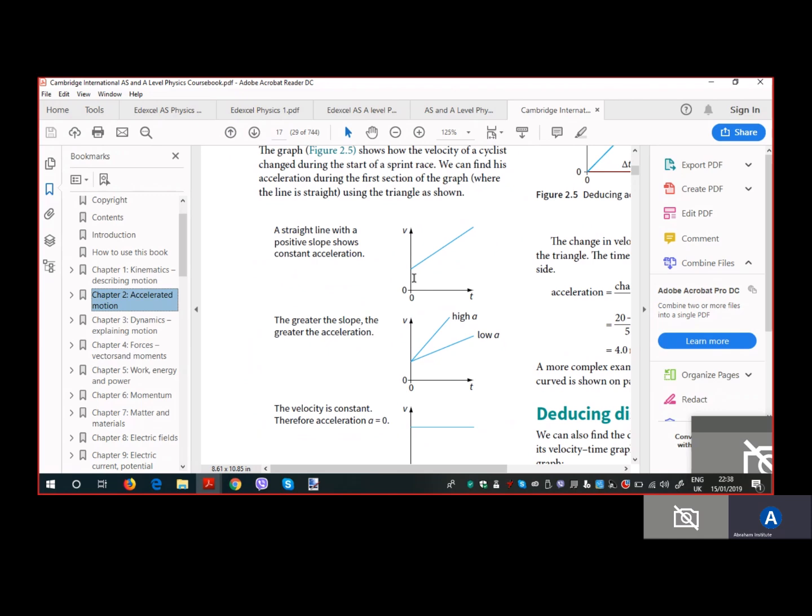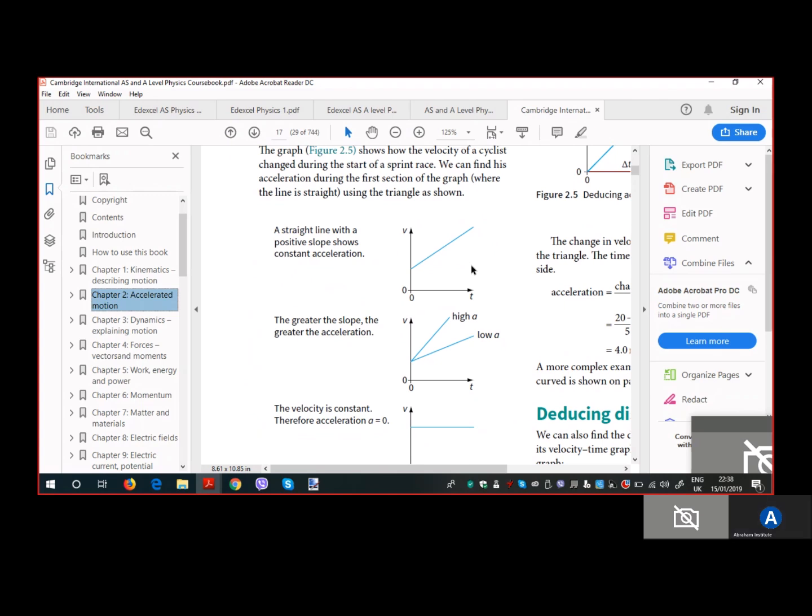Okay, so next thing is you see the shape of the graph. It's a straight line. Which way is it a straight line? This way. So what can you say from this? The gradient is constant and positive. So what does that mean? The acceleration is constant and positive. Positive acceleration means what?